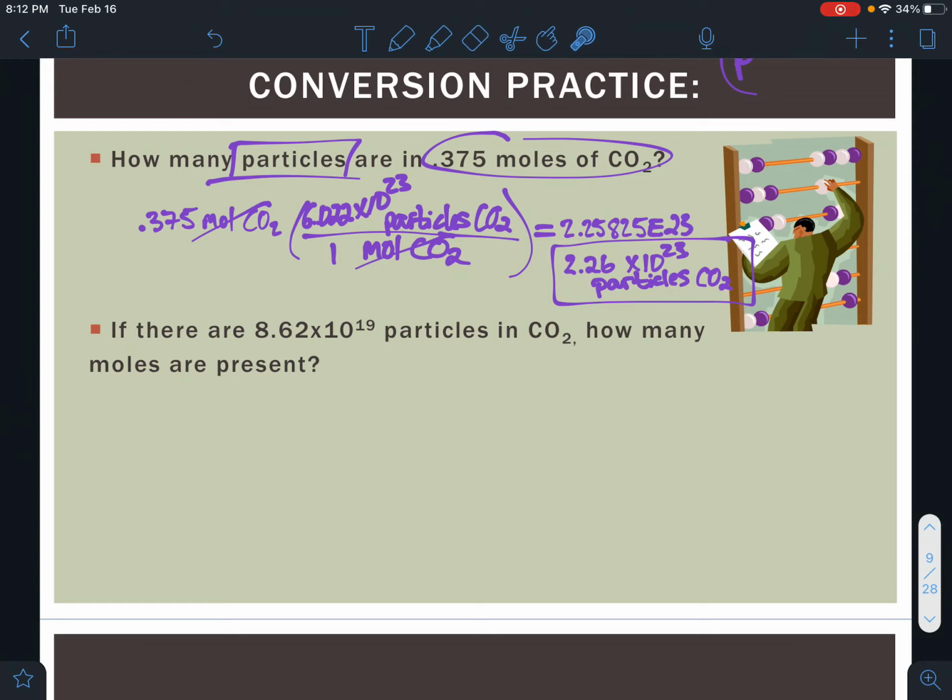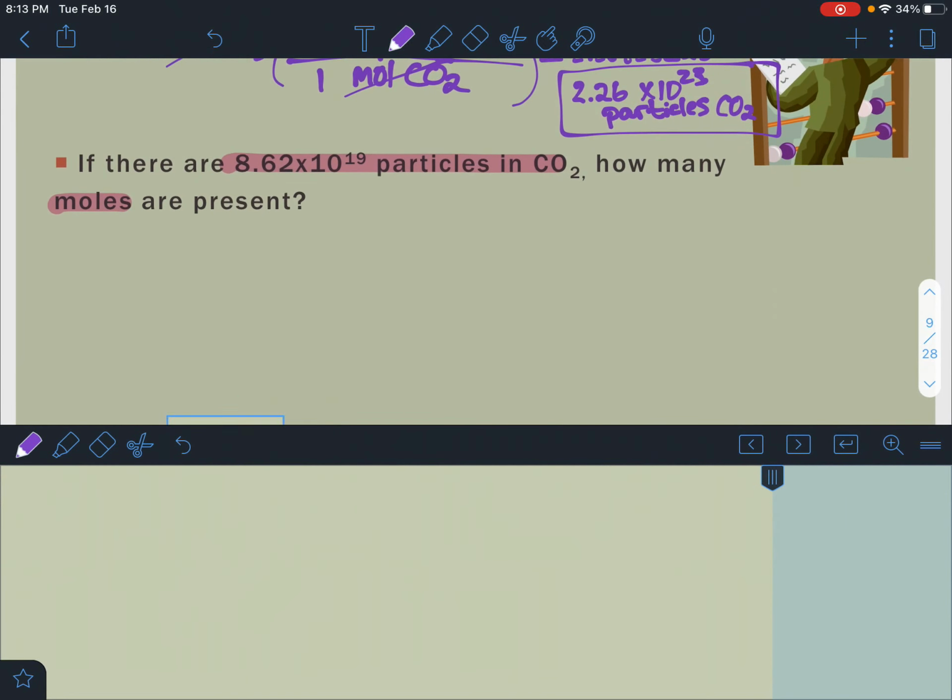All right, so the next one here, it says, if there are 8.62 times 10 to the 19th particles in CO2, how many moles are present? So for this one, we are going from particles of CO2 to moles of CO2. And we started off exactly the same, and then we set up our units so that they can cross off. And if we have an equivalence ratio that can fit into a conversion factor, great. We can just plug in our numbers and then solve. So first step, write down the given.